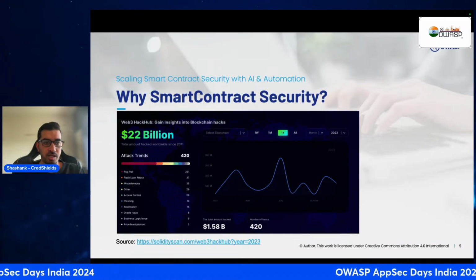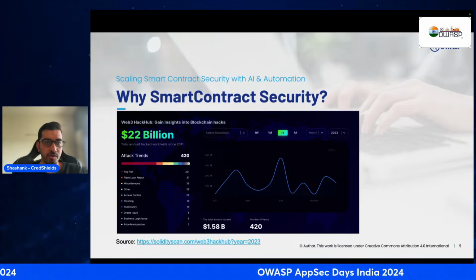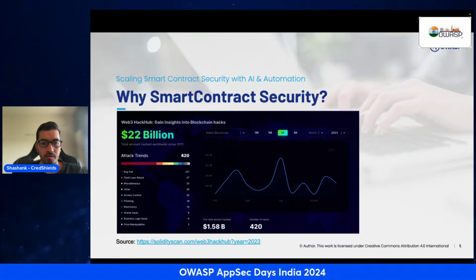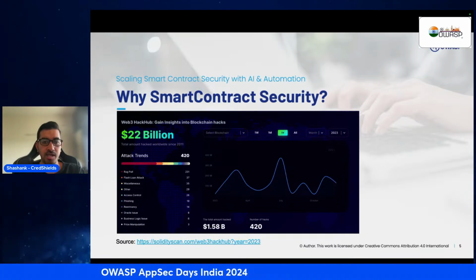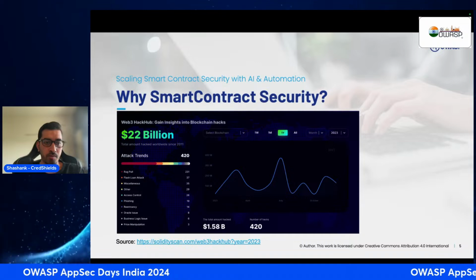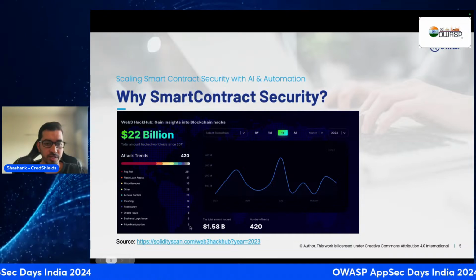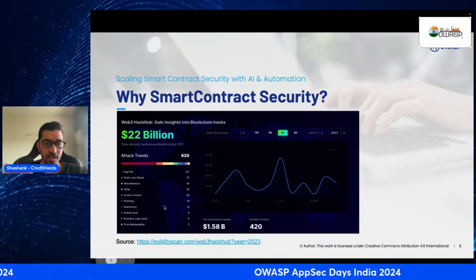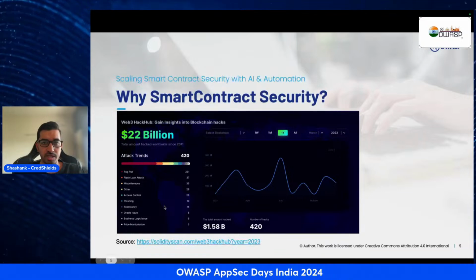This is a simple graph. If you see, there were a total of 420 hacks, which amounted to 1.5 billion dollars. If you're more interested, you can go to the link and see the categories of hacks which have happened.